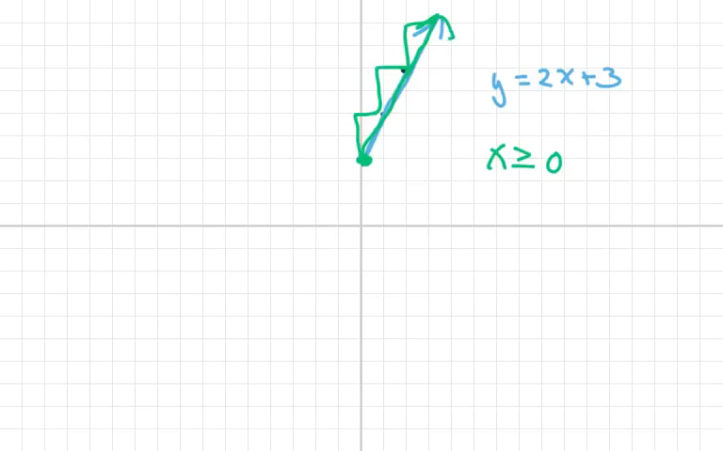In the next video we're going to talk about the orientation of the graph of a parametric equation, because we want to know what the direction of the graph is.